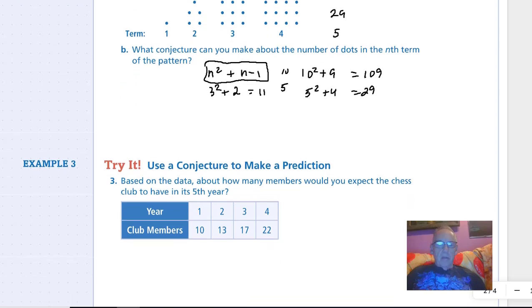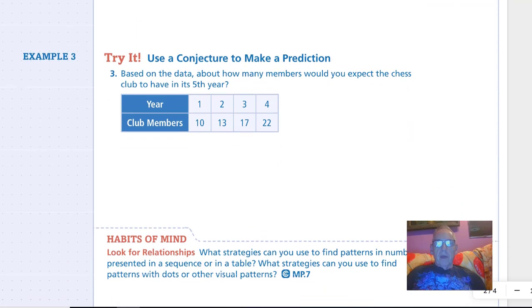Let's look at example 3. Based on the data about how many members would you expect the chess club to have? Now this is one where in its 5th year we can just continue the pattern on. We can also find most likely a rule for this. Each one of these is going up by 4. Well, this last one's going up by 5 though.